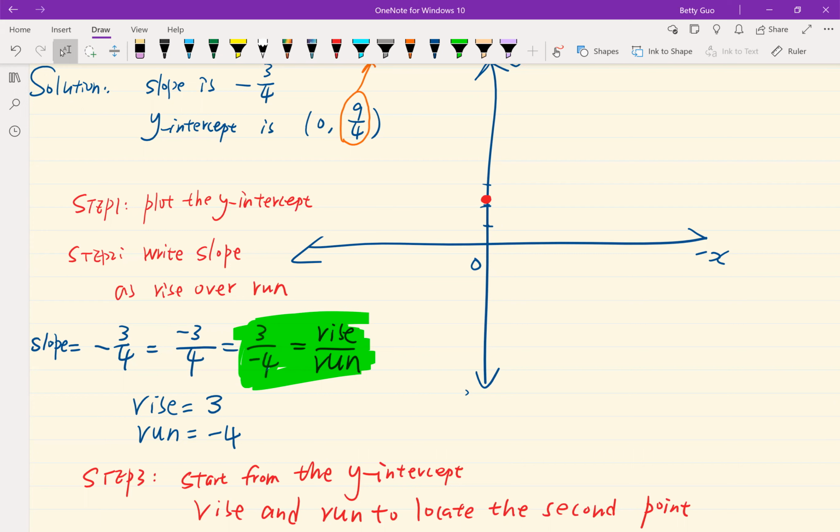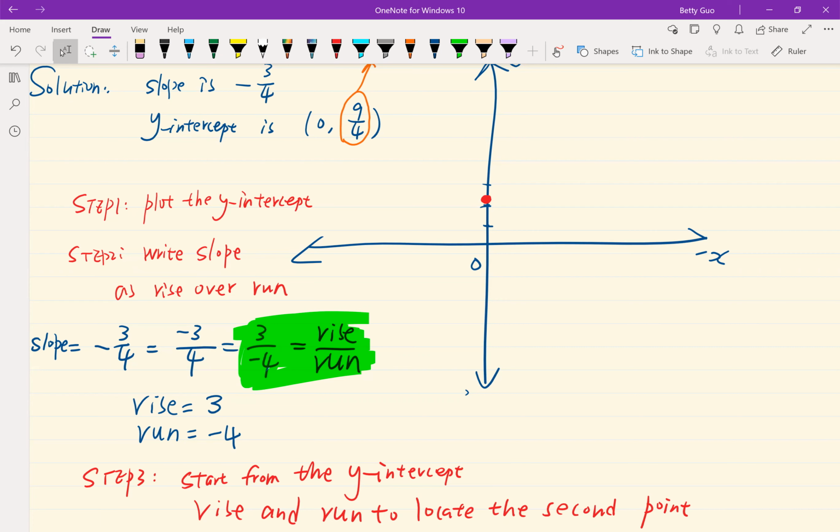What is the rise again? 3, right? Rise is a positive, means we go up or go down? Think about it. If rise is a positive, so we go up. So from the Y-intercept, we go up 3 units. 1, 2, 3. What is run? -4, right? Run is -4, so are you going to the right or going to the left? To the left, right? 4 units. 1, 2, 3, 4. So this point is the second point.